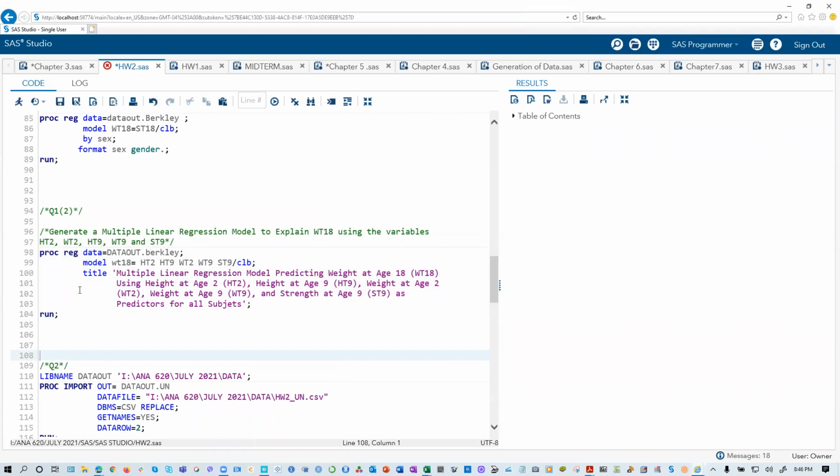Model WT18, data Berkeley. WT18, HT2, HT9, WT2, WT9, ST9. Those are the ones. We need the HT2, WT2, HT9, WT9, and ST9, yes.